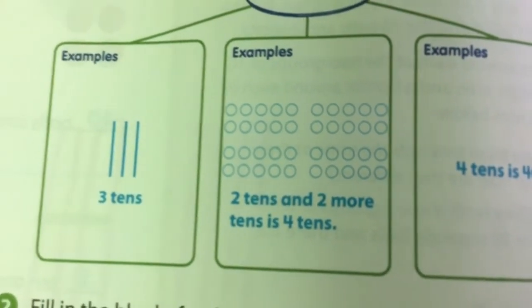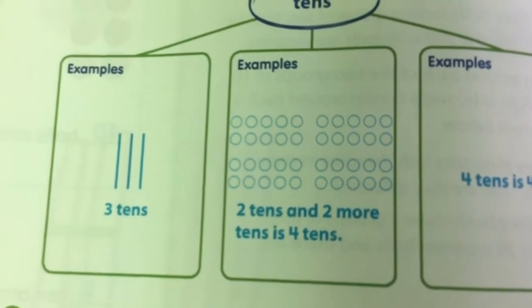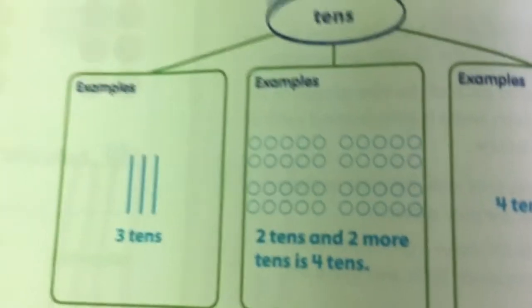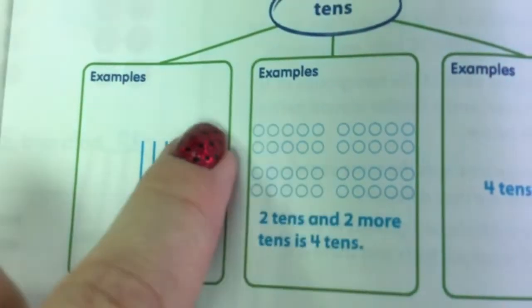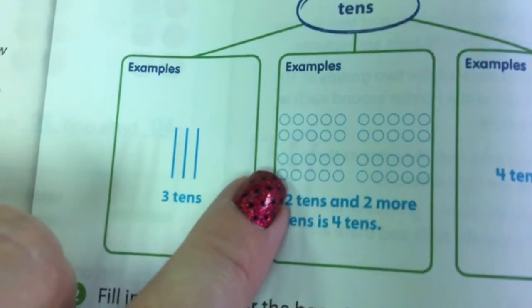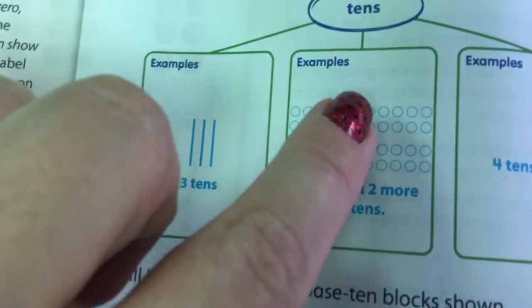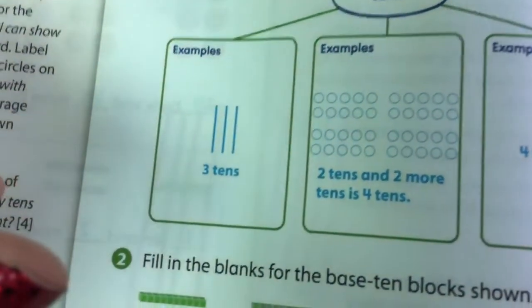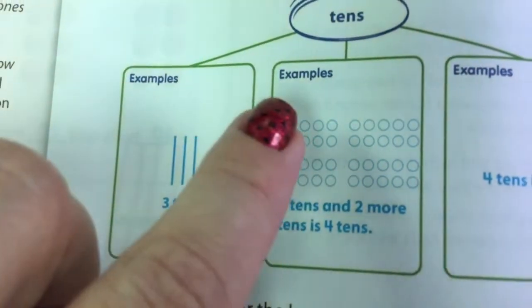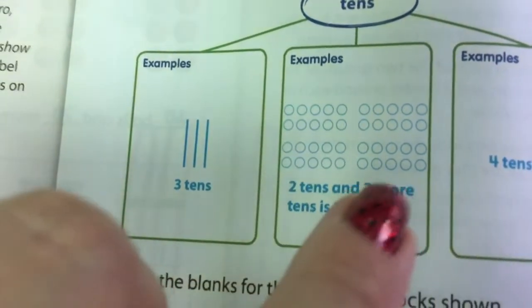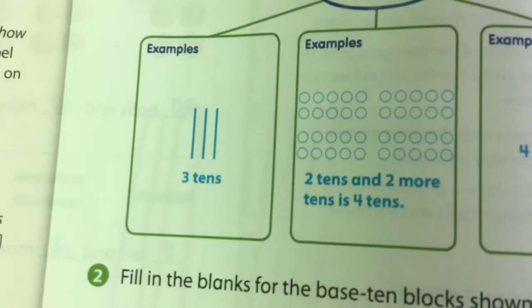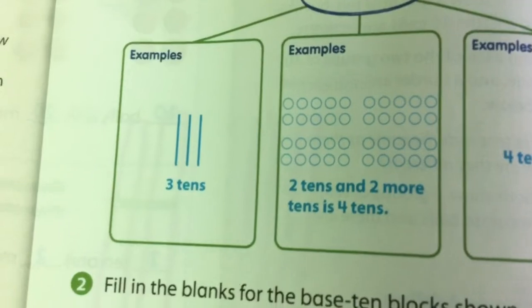2 tens and 2 more tens is 4 tens. So we see our 2 tens. Here's 1 ten, 2 tens. 2 more tens, 1 ten, 2 tens. Altogether, how many tens do we have? 1, 2, 3, 4. 4 tens. That can be your second example.